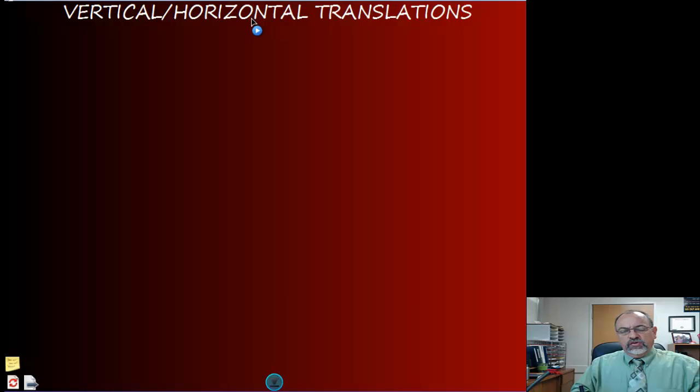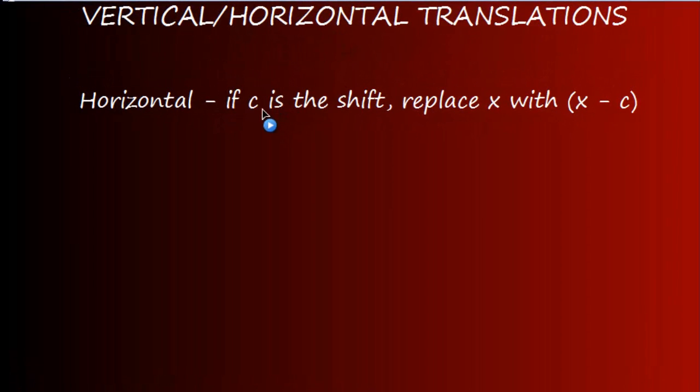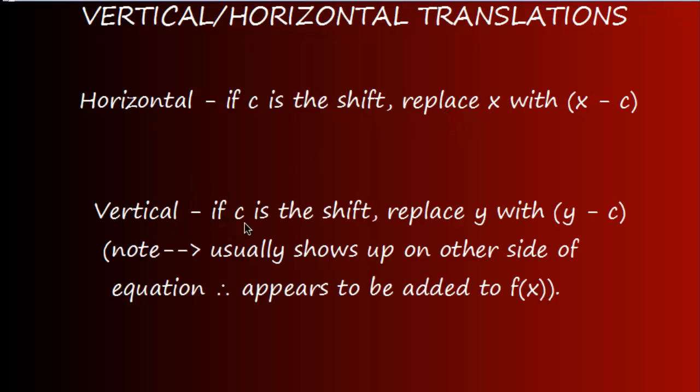So vertical and horizontal translations, you remember, are moving horizontally. We're moving the graph to the right or to the left. And if c is the shift, in other words, if c is the number of units that we're moving to the right or left, the way that shows up in the equation is we replace the x in the equation with x minus c, where c is the number of units to the right or to the left that you're moving the graph. The vertical translation is, if c is the shift, again, you replace y with y minus c.